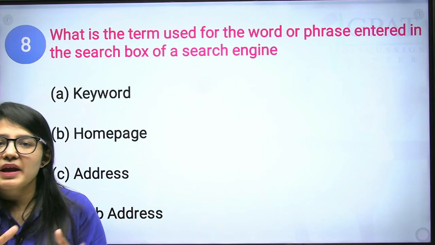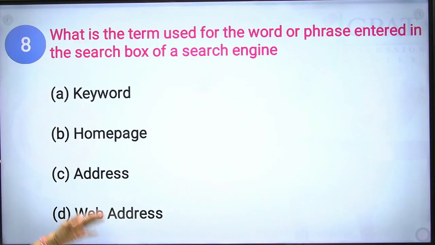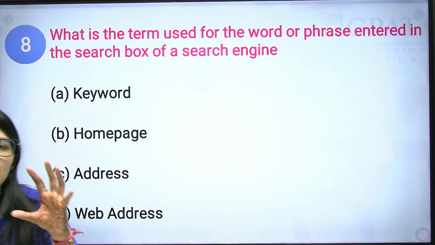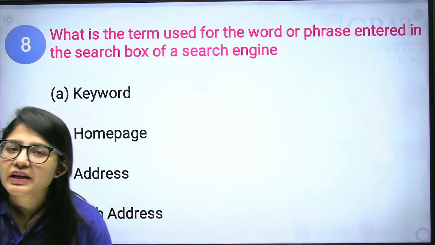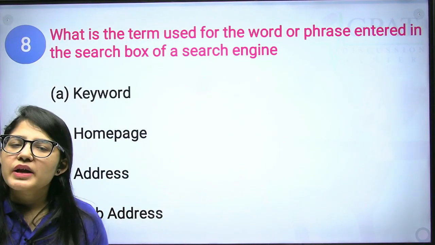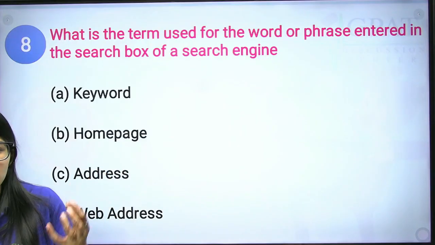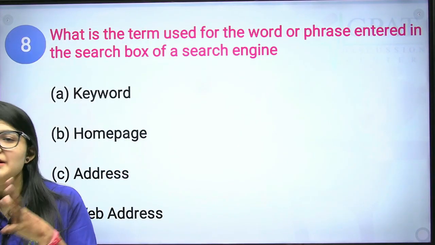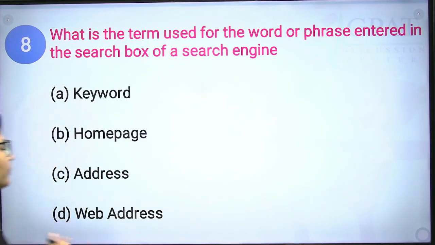The first main page of your website is known as the home page. Next we have the address. The location of something, the link, is known as the address. The web address is also known as URL. Example, www.google.com is the URL. Clear? So the correct answer will be keyword.